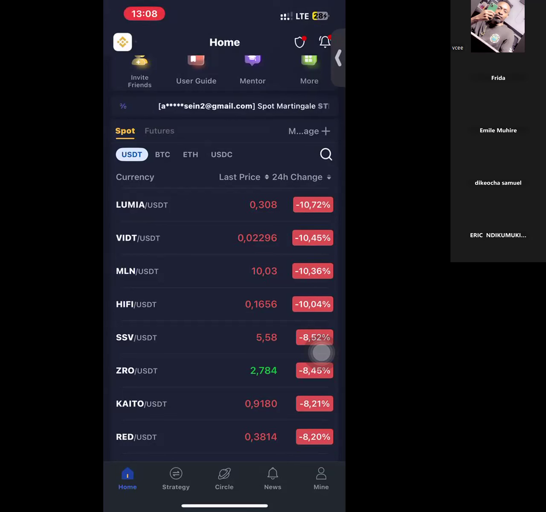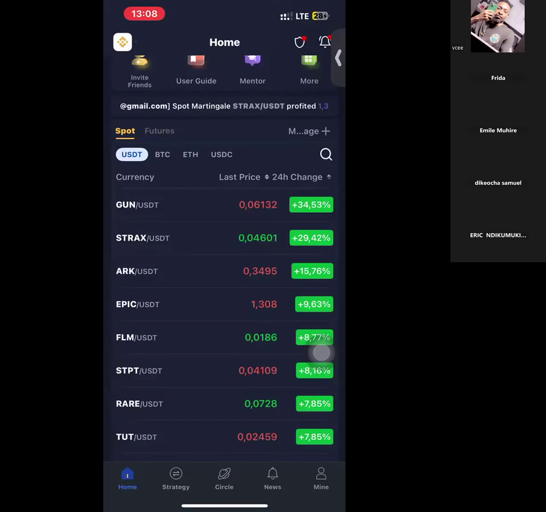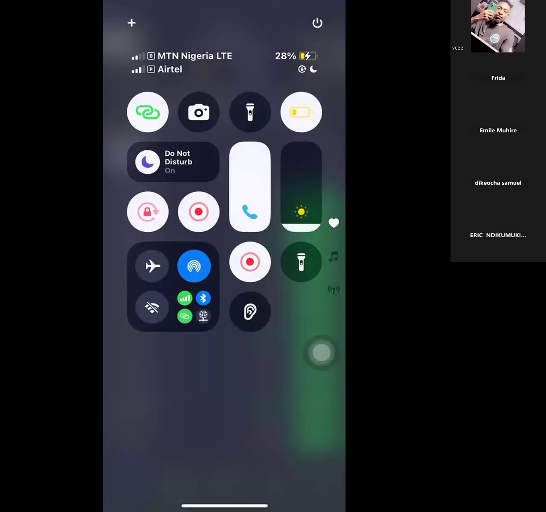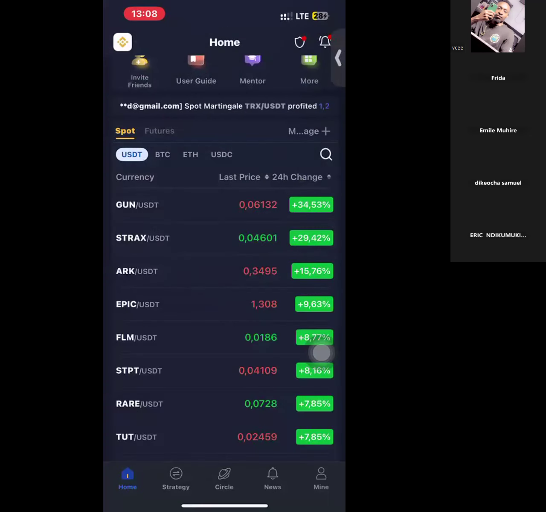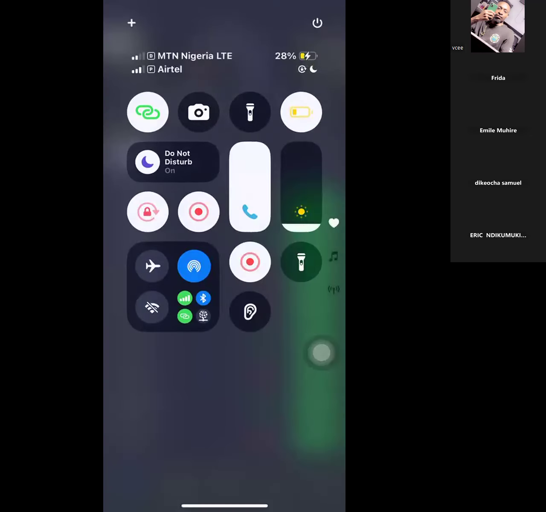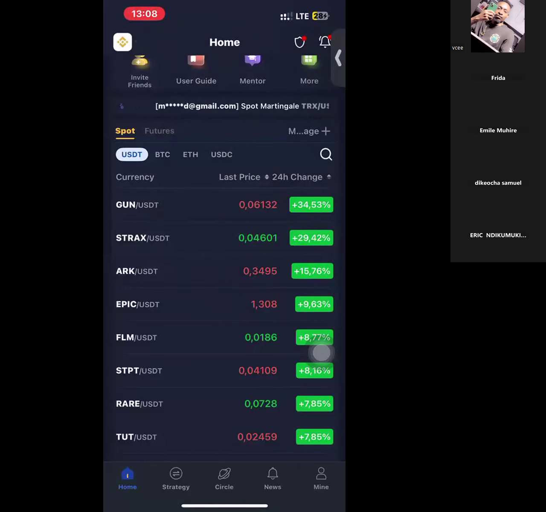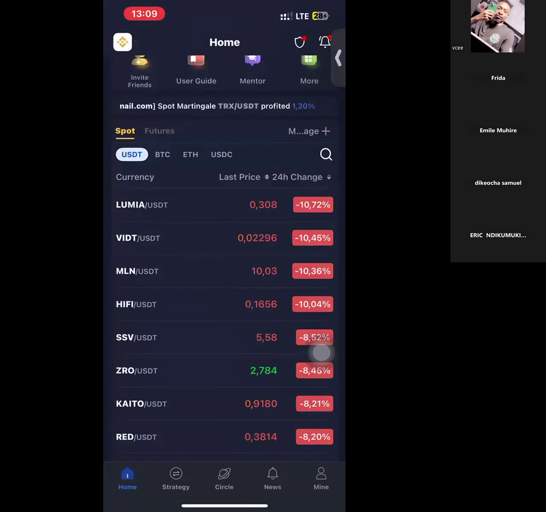And when I click on it again, it's going to show me the coins that are doing well in the market. Because we are trading long, and long means trading from the bottom to the top, you only want to check on the coins that are red. So you click on 24-hour change, and now it's showing me the coins that are red.